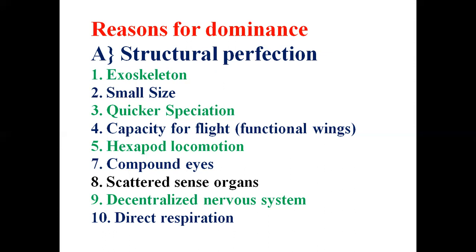Now, hexapod locomotion. Insects have tripod locomotion because they have three pairs of legs on the thoracic region. When the insect moves, three legs stay static to keep it stable, and the remaining three move forward in a zigzag manner. That's why they have hexapod locomotion.